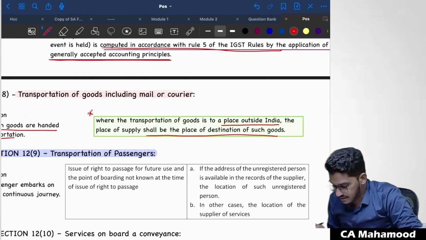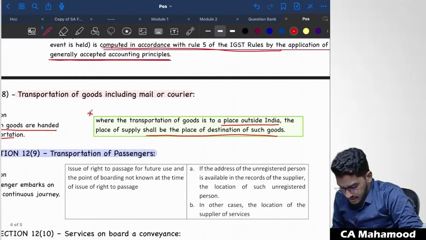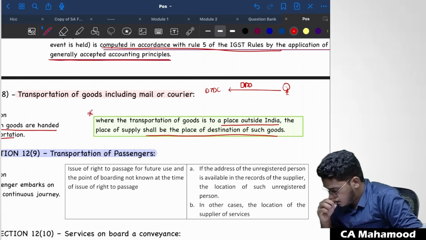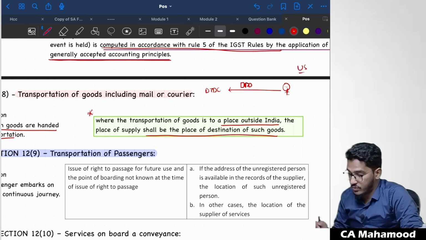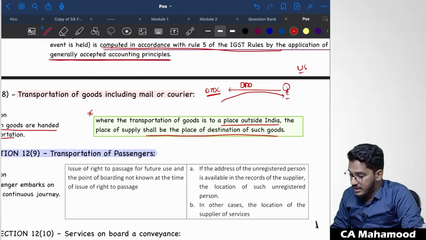So what they are trying to say here is, registered or unregistered doesn't matter. Take for example, there is a DTDC. Now one person went to DTDC and told, sir, there are certain goods of mine. Now these goods I want you to transport it to US. So DTDC has agreed to provide the transportation of goods to a recipient, be it registered or unregistered. And these goods are required to be transported outside India.